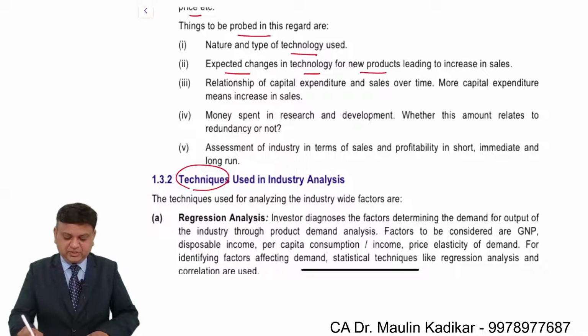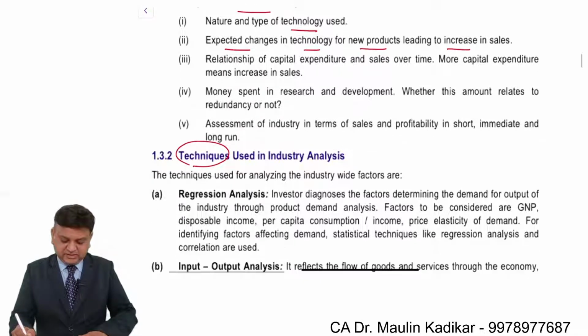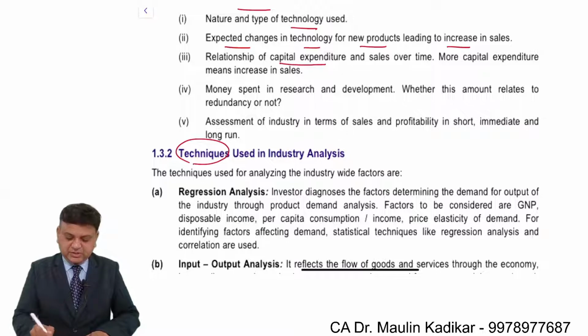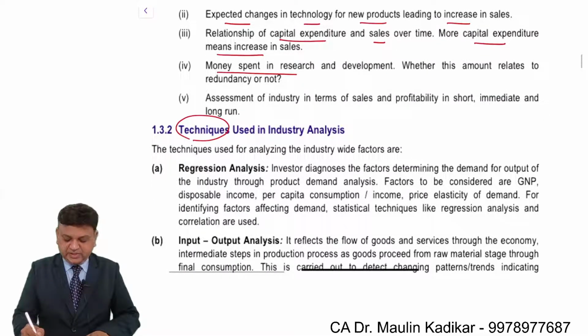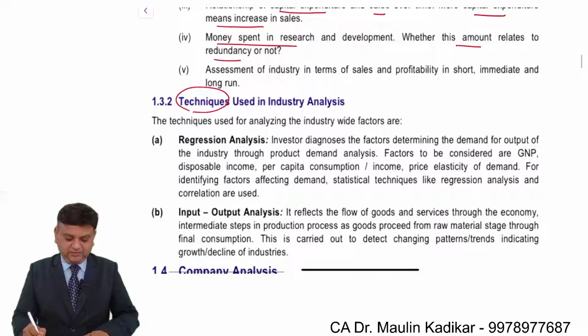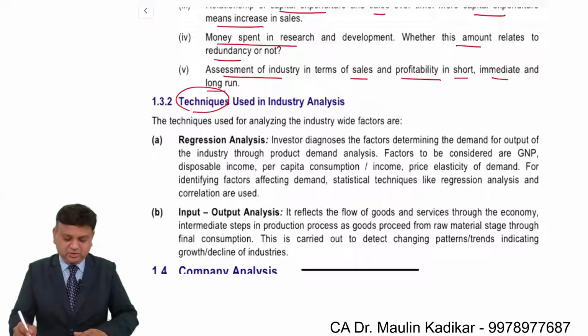for the new products leading to increase in the sales, relationship of the capital expenditure and sales over the time. More capital expenditure means increase in the sales. Money spent on the R&D, whether this amount relates to the redundancy or not. Assessment of the industry in terms of the sales, profitability in short, immediate and long term.